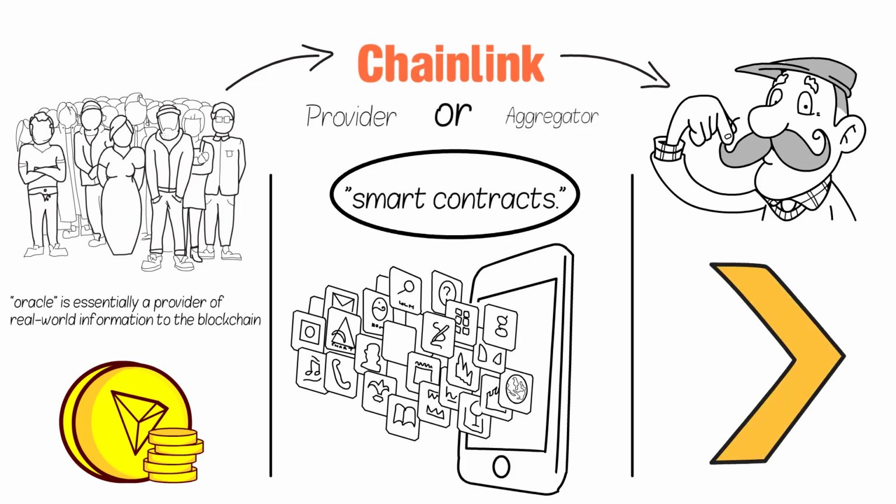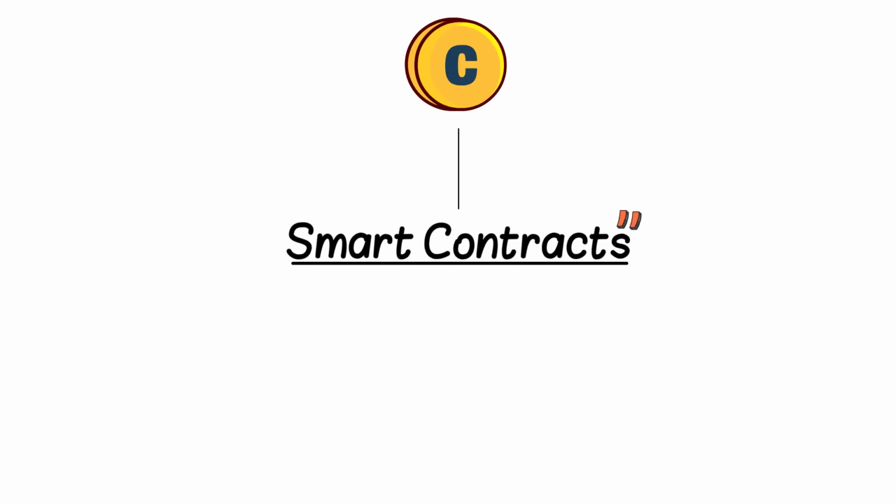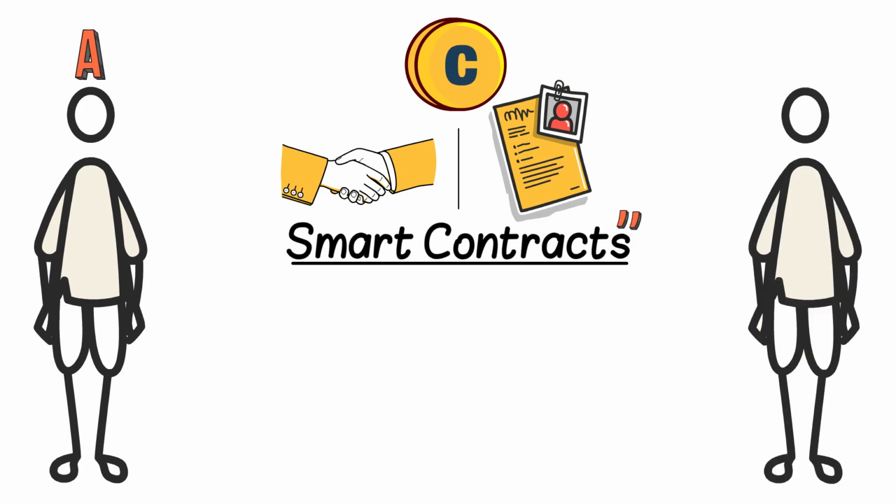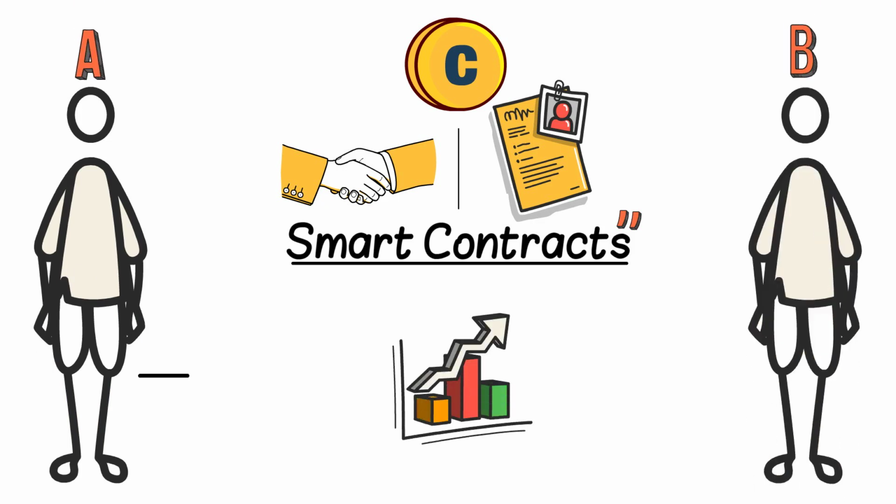And lastly, at least for now, we have smart contracts. Within the terminology of crypto, you'll often hear the term smart contract. While this might sound abstract, it basically means a pre-agreed self-executing contract written into code. For example, Person A and Person B don't know each other, but they want to trade in a safe manner. How do they do that?